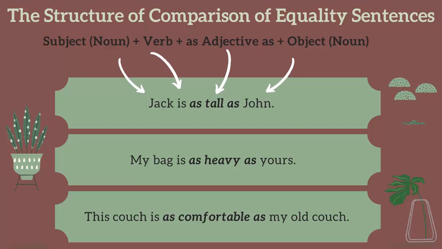For example, Jack is as tall as John. From this sentence, we understand that Jack and John are the same height. My bag is as heavy as yours. This couch is as comfortable as my old couch.